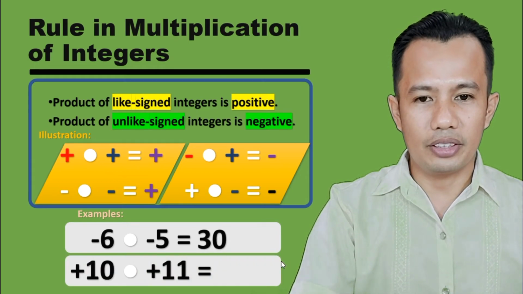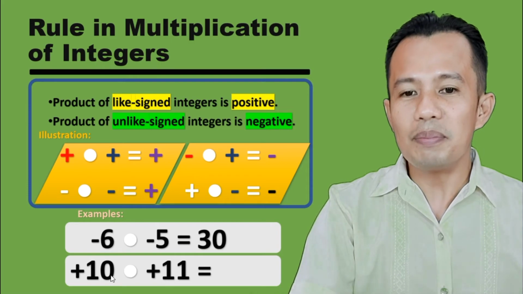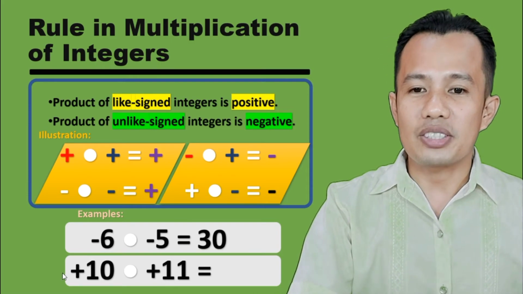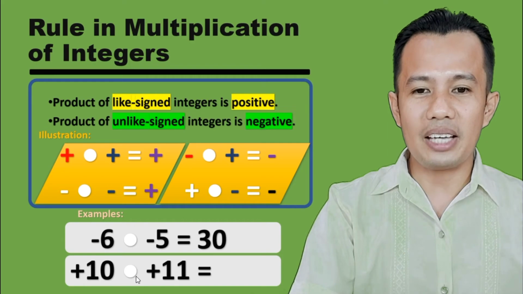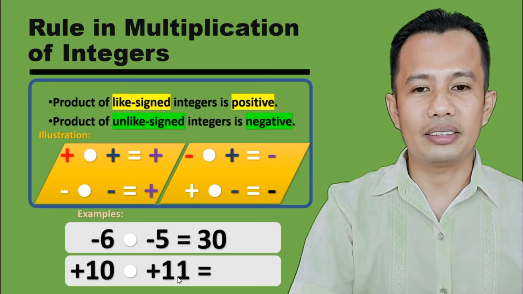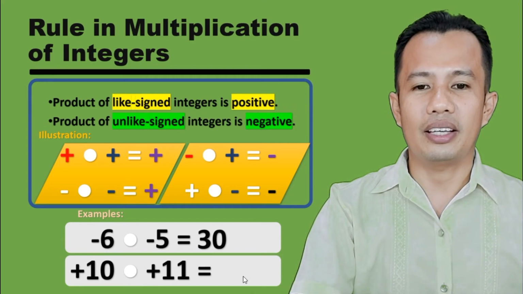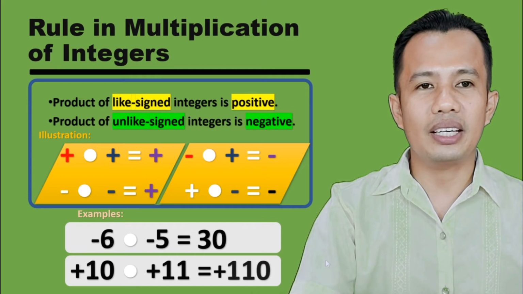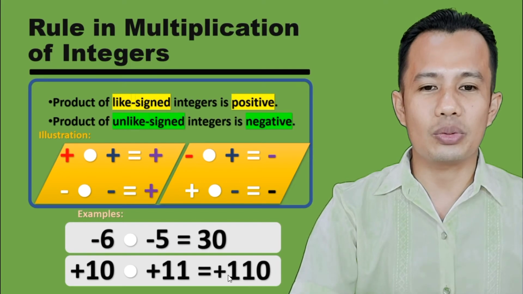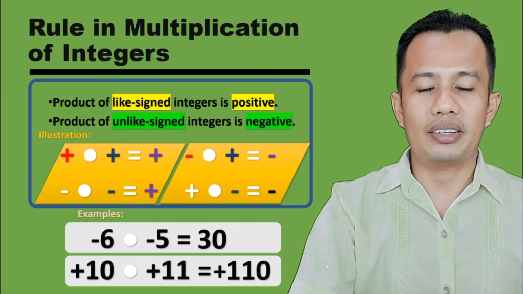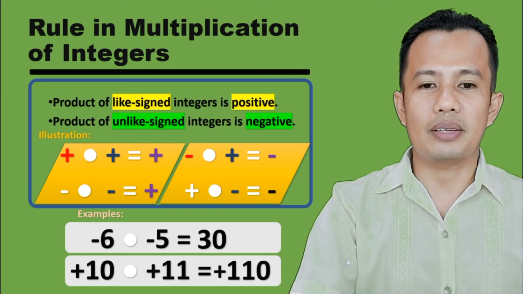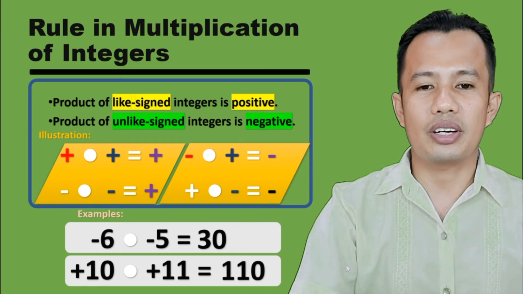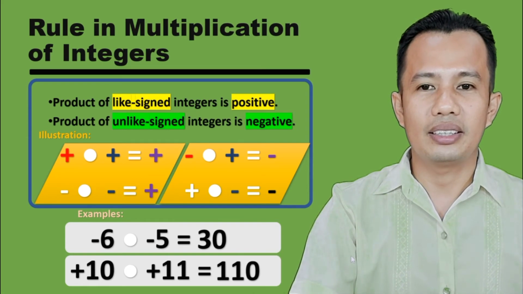Another example. This one is the simplest of all. Positive 10 times positive 11. Simple arithmetic, right? It is simply positive 110. And again, we should not write the positive sign in front of the positive number. So the answer is 110.